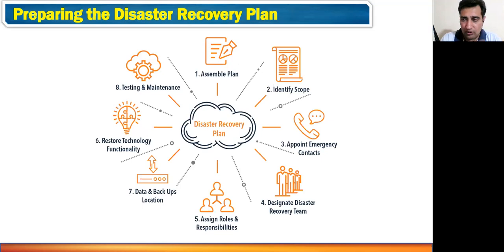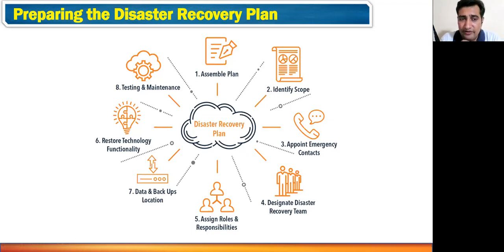So what we will do, your different departments in your company may already have some kind of document on disaster recovery. What we need to do is assemble all of them. Then we need to identify the scope, because that may be part of your entire BCP plan by itself, right? We will appoint emergency contacts who will be responsible for which activity, those kinds of roles and responsibilities we need to define. Then designate a disaster recovery team. Without a disaster recovery team, nothing can happen, because these are the people who will be your first responders. Okay, then assigning them the right roles and responsibilities, and even power, right? That we need to think of.